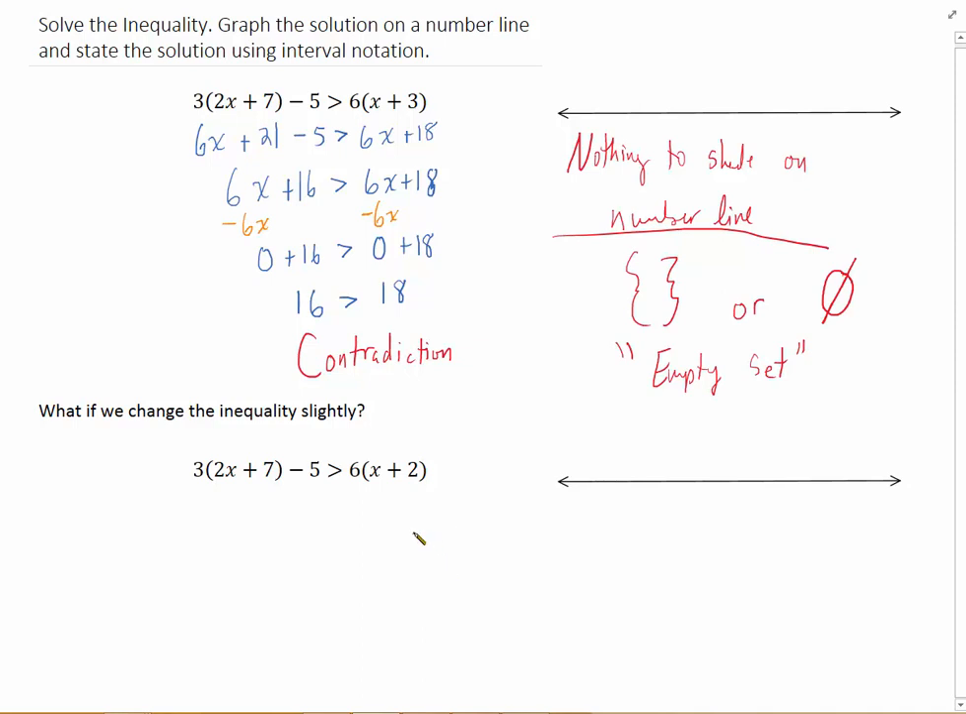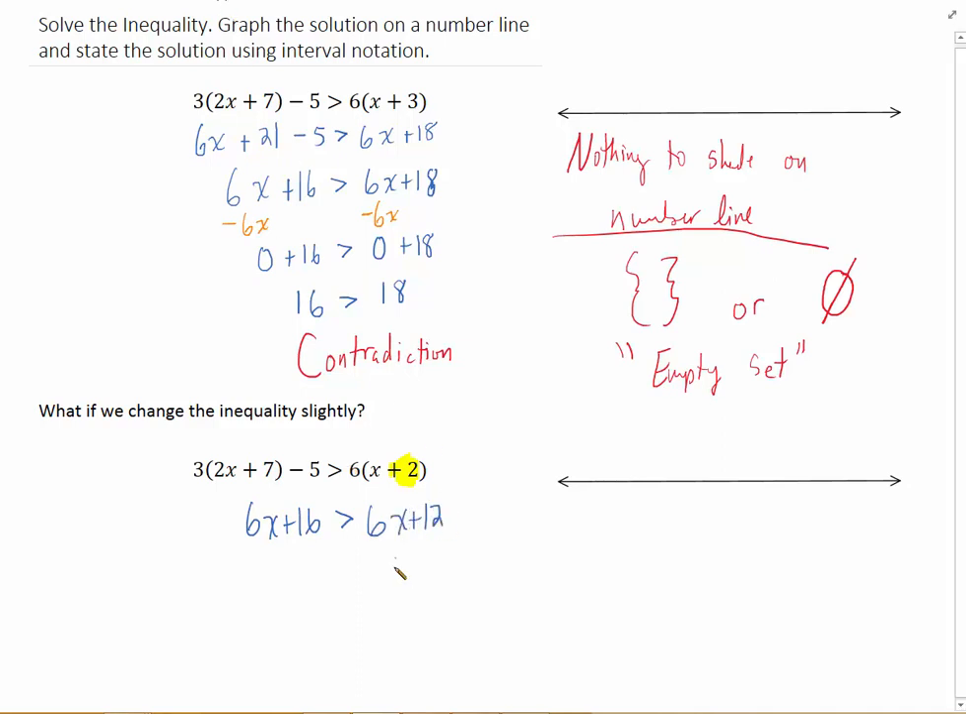Now, what if we make a slight change to the inequality? Notice the only thing that's changed here is now instead of a plus 3, it's a plus 2 on the right-hand side. And so if we use a similar process and we simplify, we would end up with 6x plus 16 is greater than 6x plus 12.